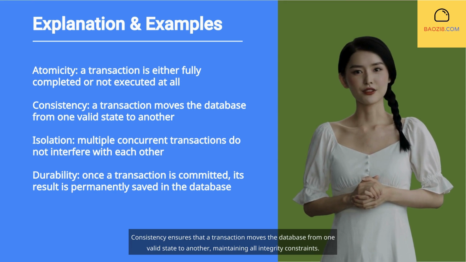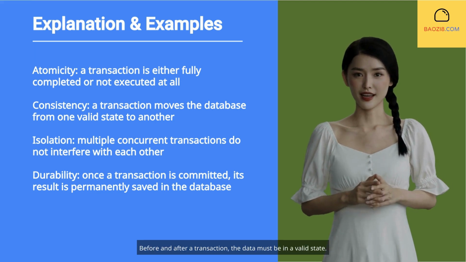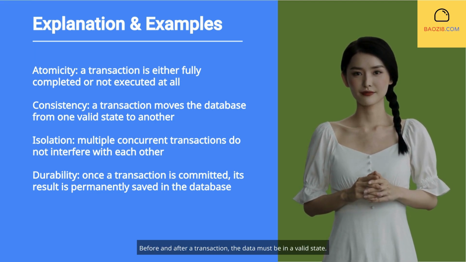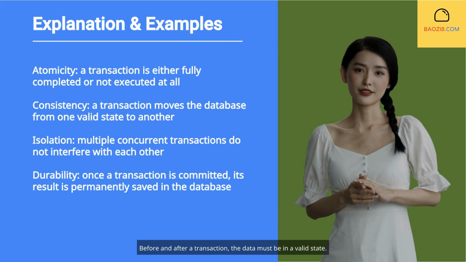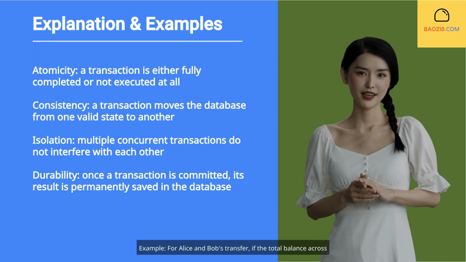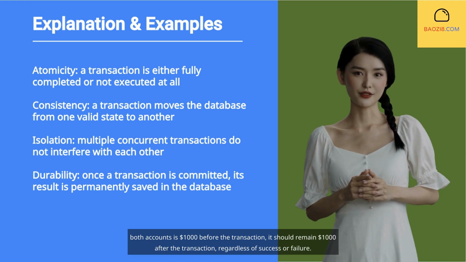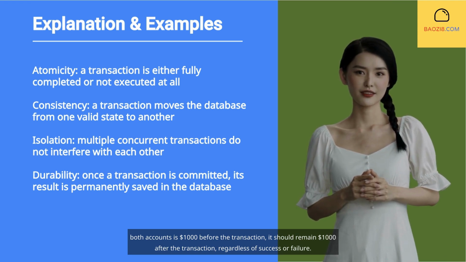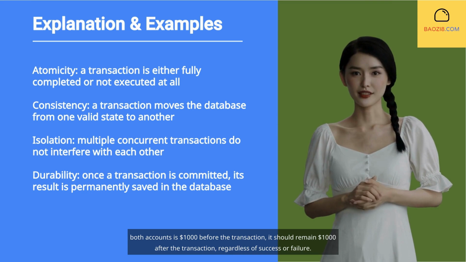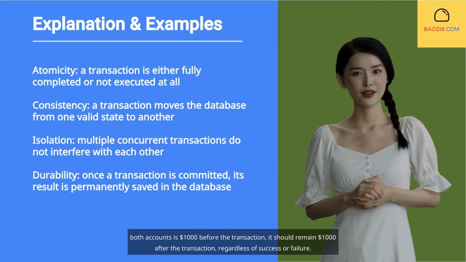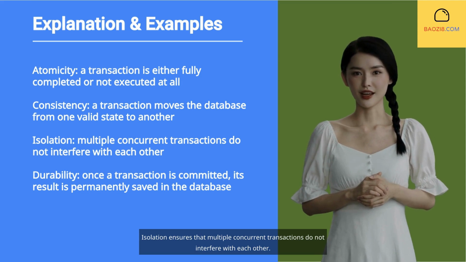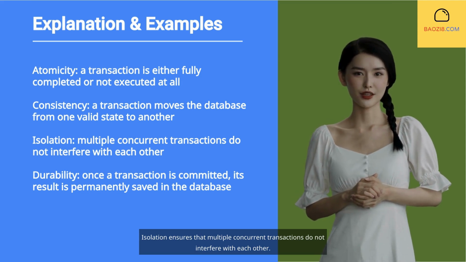Consistency ensures that a transaction moves the database from one valid state to another, maintaining all integrity constraints. Before and after a transaction, the data must be in a valid state. Example, for Alice and Bob's transfer, if the total balance across both accounts is $1,000 before the transaction, it should remain $1,000 after the transaction, regardless of success or failure.